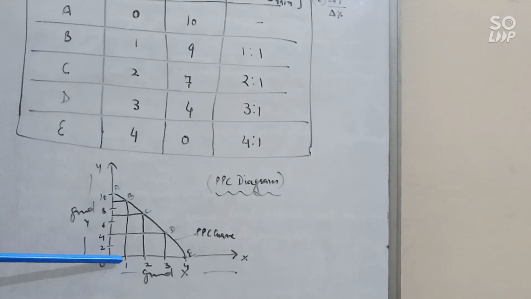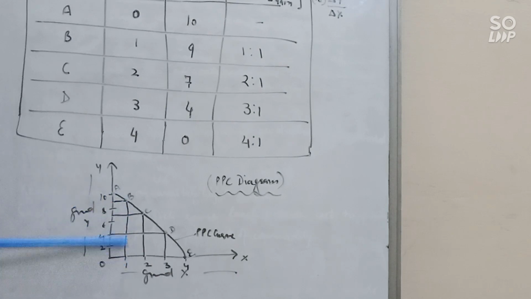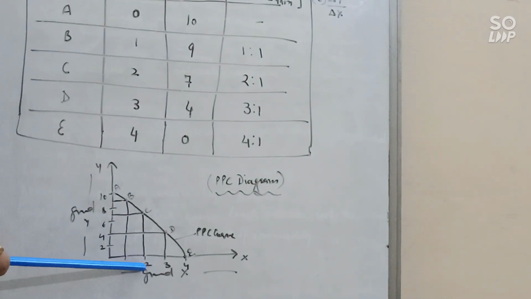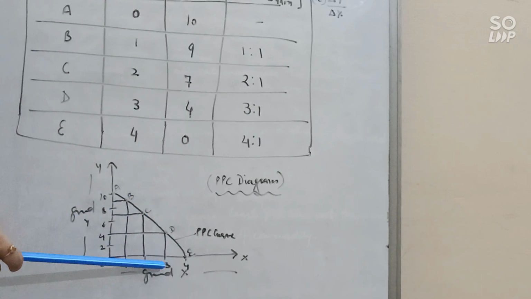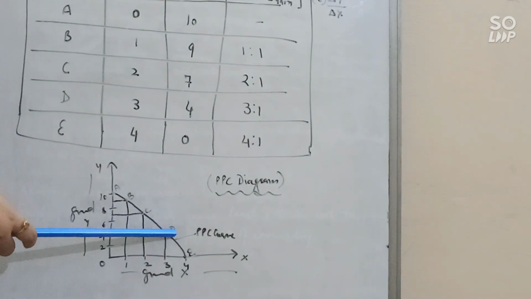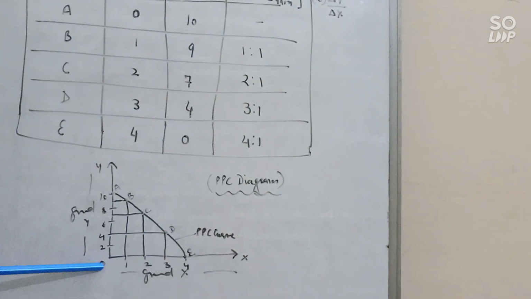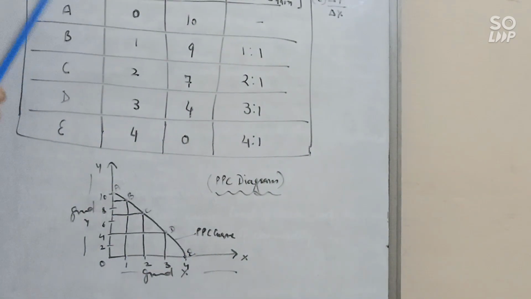Second combination, 1 unit of x and 9 units of y. So we have this second combination, B combination, and in C combination, we are producing 2 units of x and 7 units of y. So this is the third combination, C. Next, we are producing 3 units of x and 4 units of y. This is the fourth combination, D combination, and last combination, 0 units of x and 4 units of y, E. So we have just drawn this diagram with the help of the table.